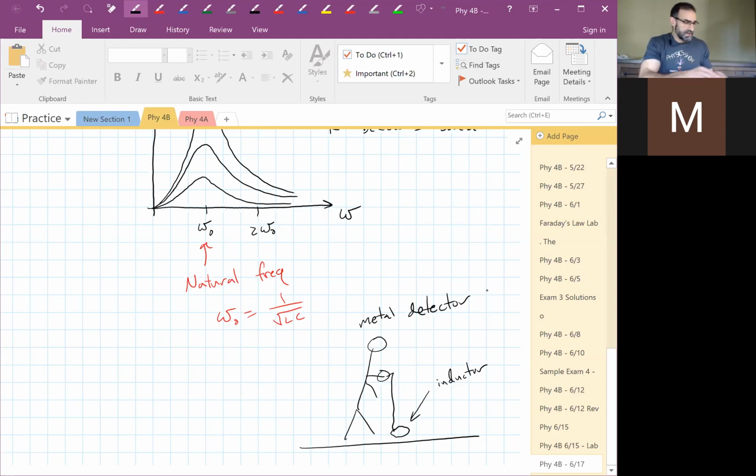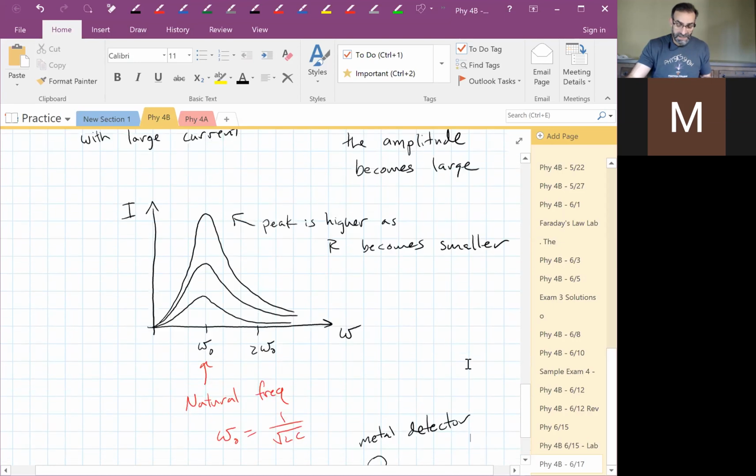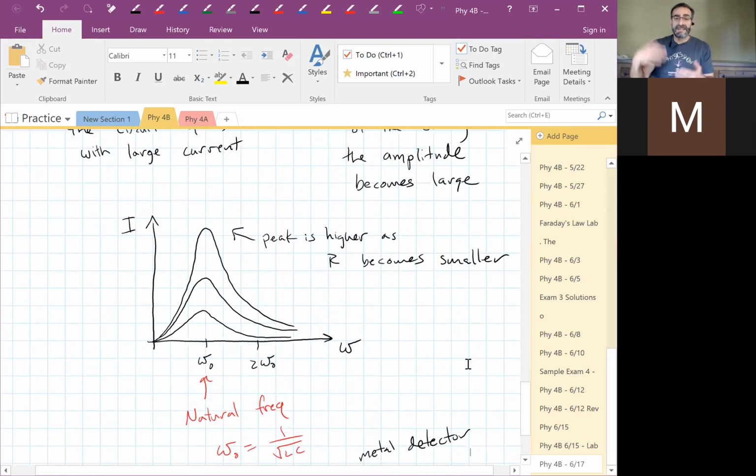So you've got a circuit that's tuned very nicely to a specific inductance. And now all of a sudden there's a little chunk of metal inside your inductor that changes the inductance a little bit. What happens to the current in your circuit? It drops way down. You can detect that. And so that's how a metal detector works.